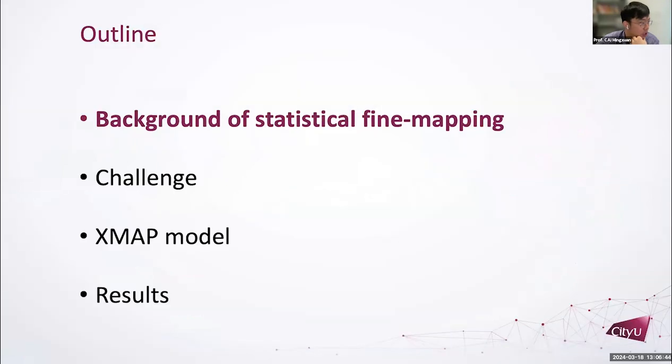So I will start with some short introduction of the background. Basically, I'll introduce the data structures, the problem we are interested in, and then I will go to the challenges we are facing in this area. Then I will introduce our XMAP model, which leverages cross-population data by leveraging genetic diversity and can help us improve the fine mapping results. Lastly, I will show you some empirical results, including simulations and real data analysis. I will also discuss some potential future work, which my group is now exploring.